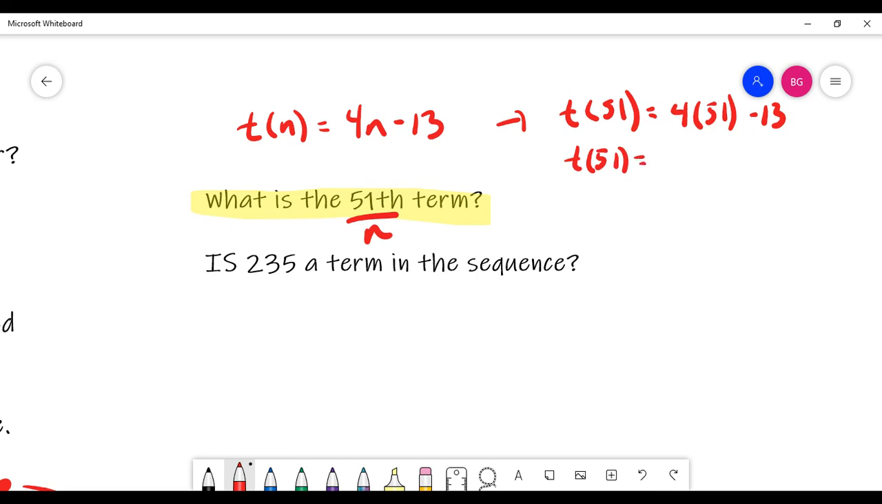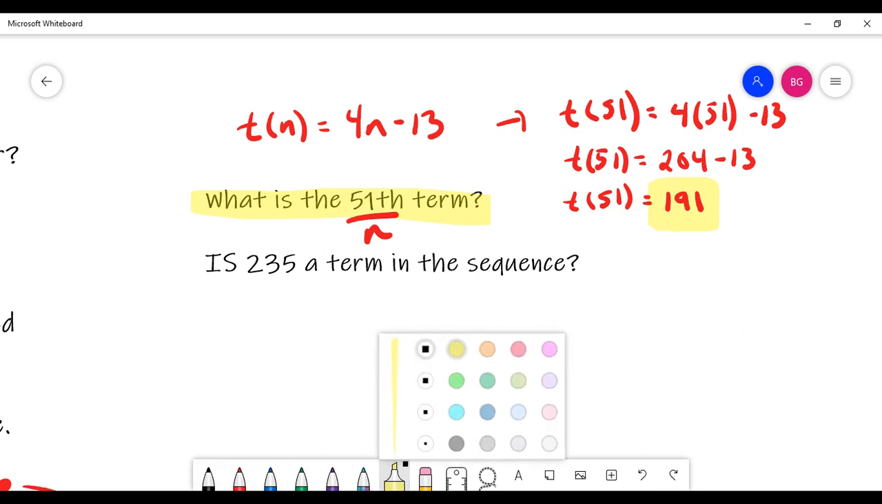So t of 51 equals 4 times 51, which is 204. And then we have our minus 13. 204 minus 13 is 191. So that means in the 51st spot, we get 191. That is the term at term number 51: our term is 191.